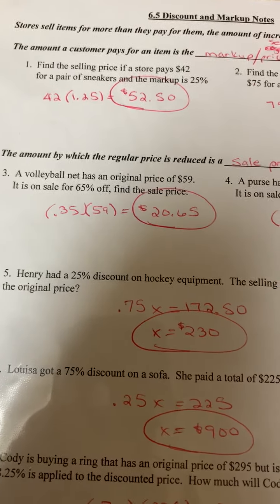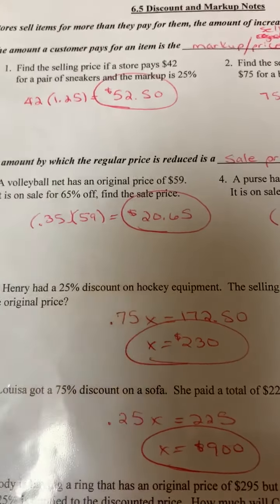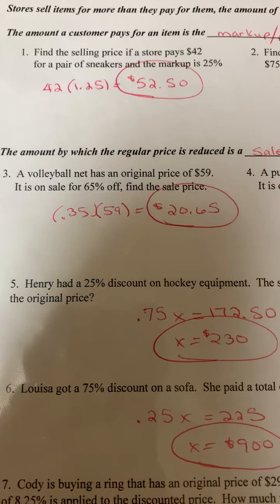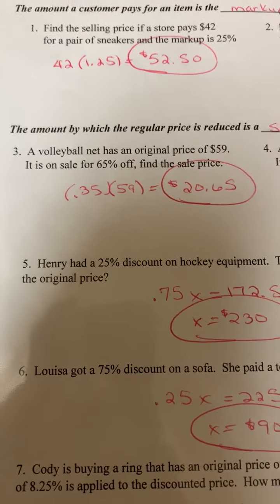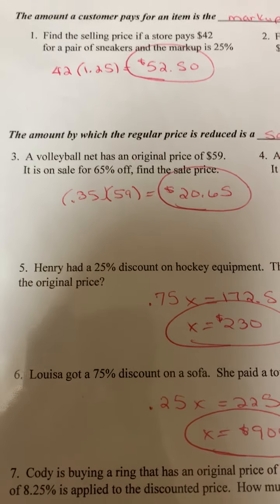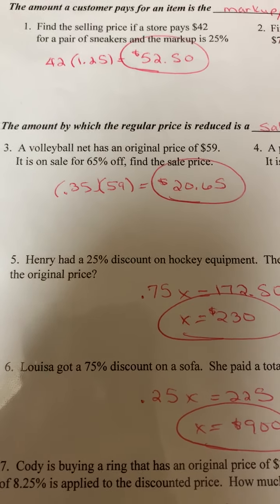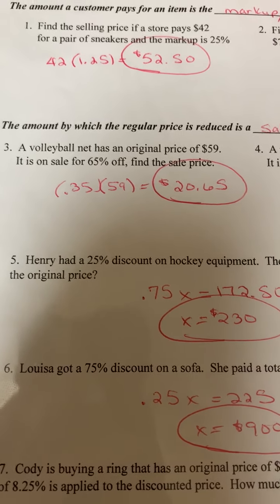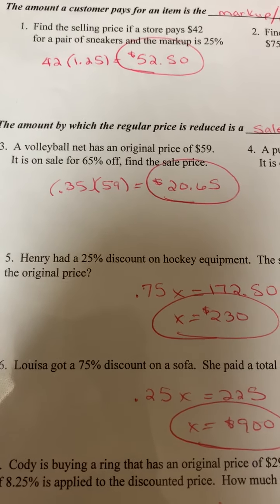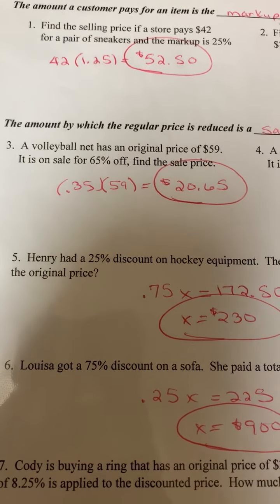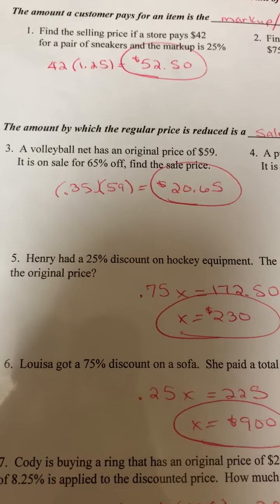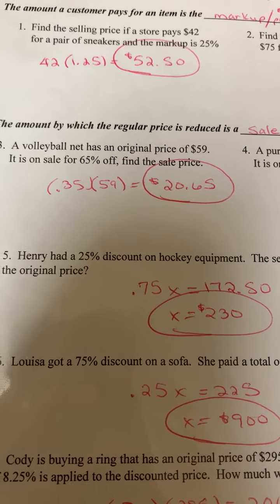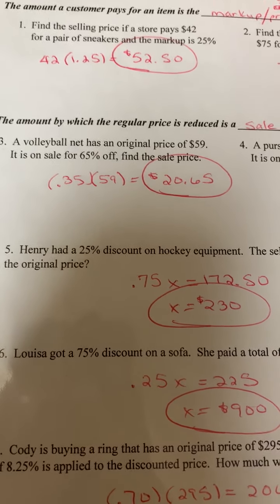The next part says the amount by which the regular price is reduced is a sale price. So we're talking about sale prices now. This is a little different. And what I want you to think of before we go into these exercises is you're going to base a lot of this on the number 100. For example, if you pay 90% of something, that means you're not paying 10% of it. Or if we flip that around, if you're not paying 40% of something, you are paying 60% of something. So you're going to base all of those numbers around the number 100.